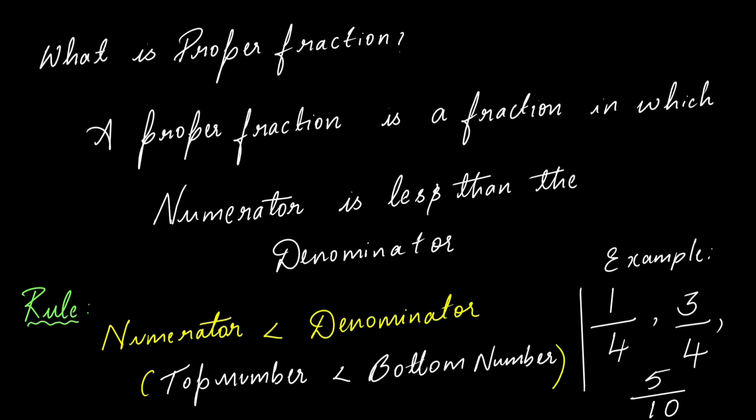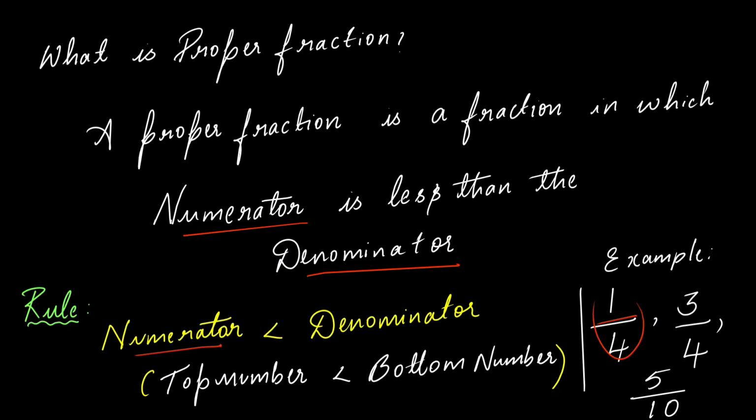First, let us see the definition. What is proper fraction? A proper fraction is a fraction in which the numerator is less than the denominator. Now, let me explain this in simple words. The numerator is the top number and the denominator is the bottom number. When the top number is smaller than the bottom number, then the fraction is called proper fraction.